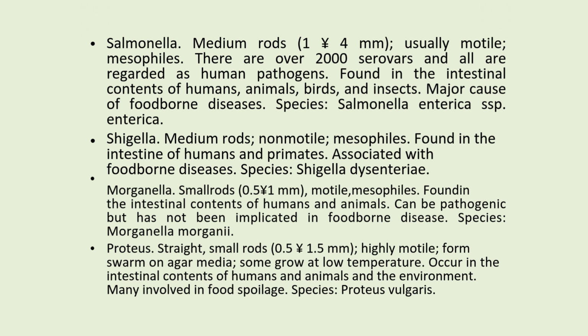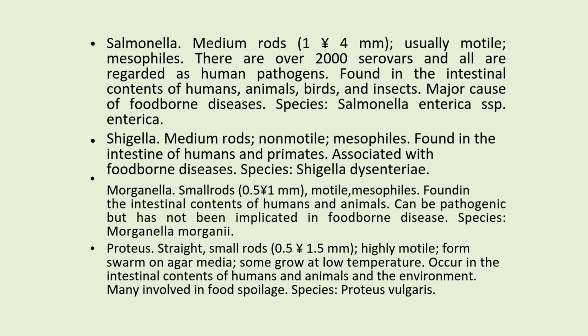Then we have Morganella. These are small, motile rods. They are found in the intestinal contents of humans and animals. They can be pathogenic, but have not been implicated in foodborne disease. Example species is Morganella morganii.